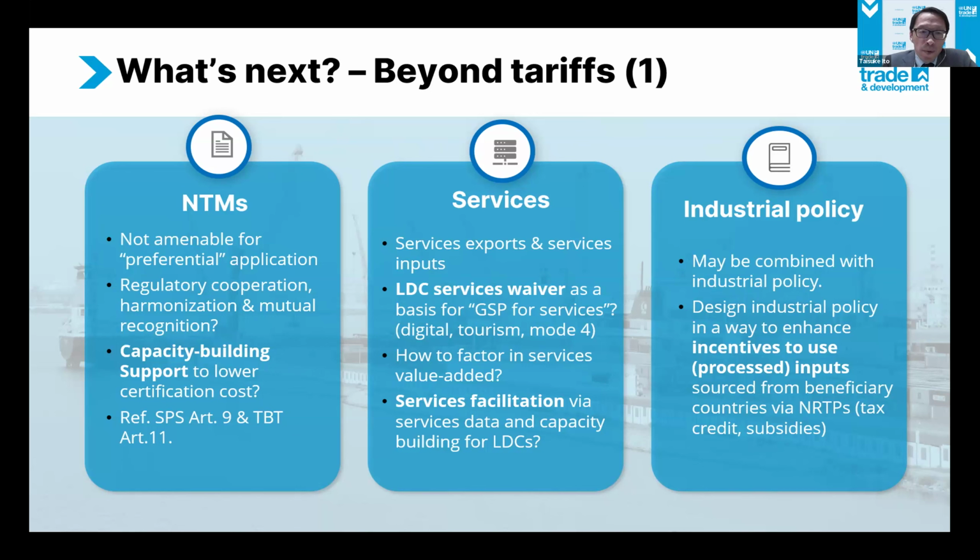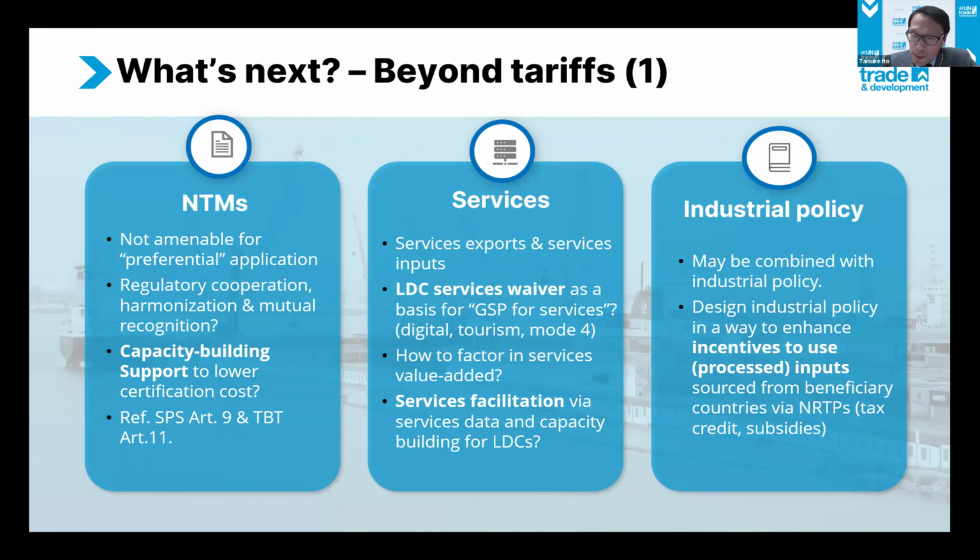So what may be useful is to address capacity constraints, for exporting countries to meet the standards in developed country markets. And there are some provisions in the WTO agreements, and so that can provide a basis to argue for more enhanced capacity building measures to support LDC exports.